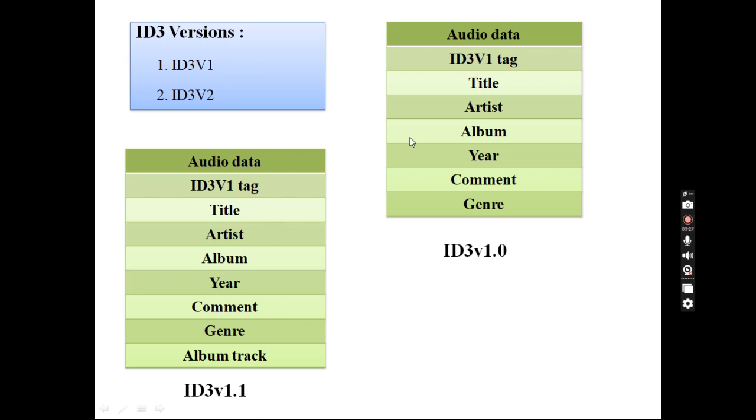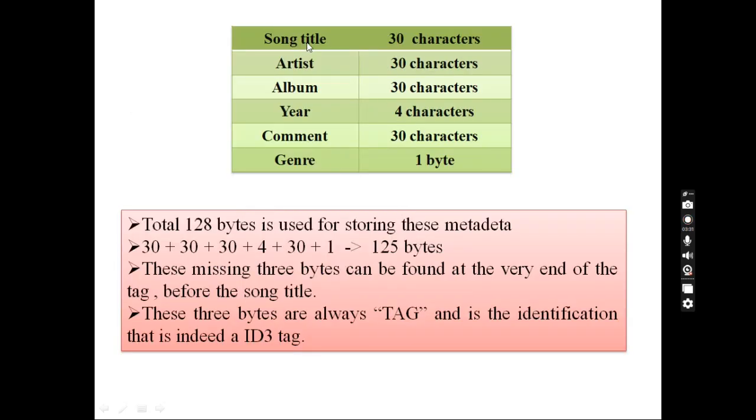The size of these tags is fixed. We will see here in the next slide. The size for song title is 30 characters. The size for artist is 30 characters. The size for album is 30 characters. The size for year is 4 characters. The size for comment is 30 characters. The size for genre is 1 byte. So a total of 128 bytes is used for storing this metadata.